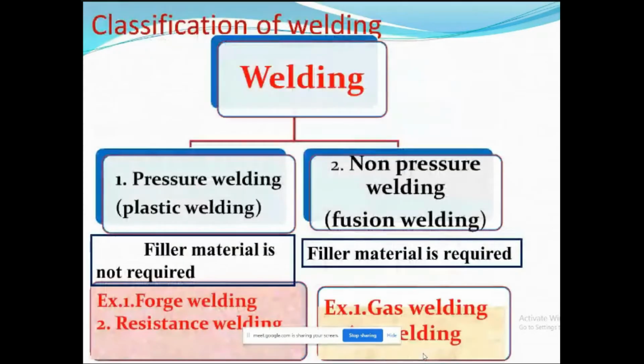Now next is the classification of weldings. Weldings are generally classified into the following types. We will see them one by one. Weldings are generally classified into 2 categories: pressure welding and non-pressure welding. These are the 2 basic types of welding processes.